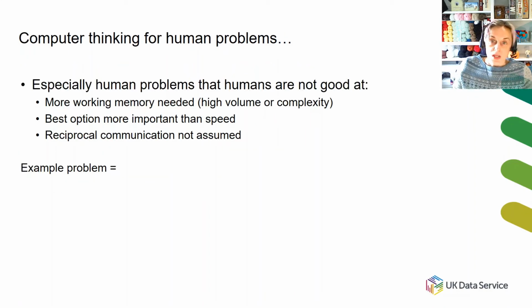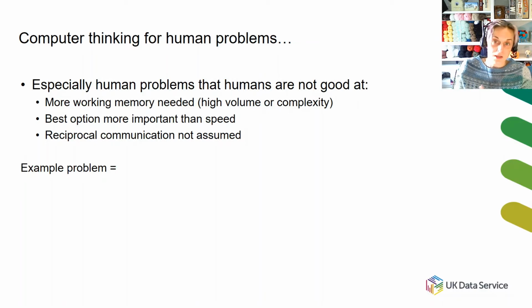So, computer thinking, the slower, rational kind of thing, is particularly good when it's supplemented by actual computers for problems that humans are not good at. So humans have given computers all kinds of human problems. Some have worked, some have not. Basically, it works best when computers get problems that we're not good at.